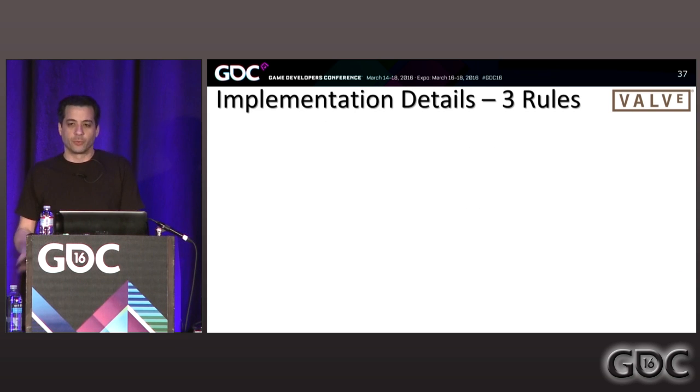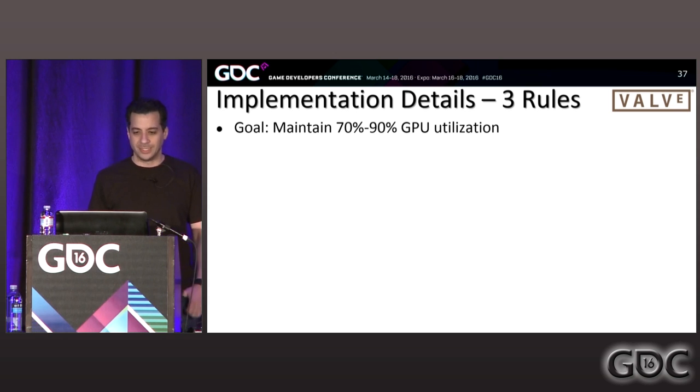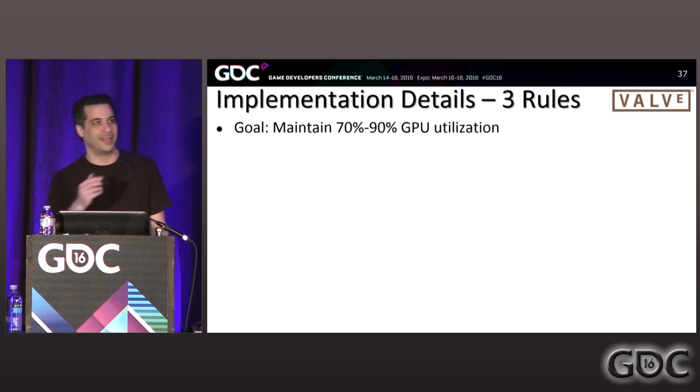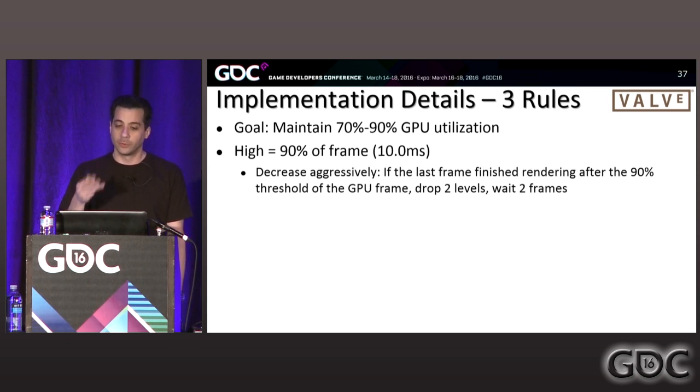So here are the implementation details. Here's the algorithm. There are 3 rules. The goal of the rules is to maintain 70 to 90% GPU utilization. Meaning of that 11 milliseconds, I want to always be between 70 and 90% of GPU usage. That's the target I want to hit. It's about 7.5 milliseconds to 10 milliseconds, whatever that window is.